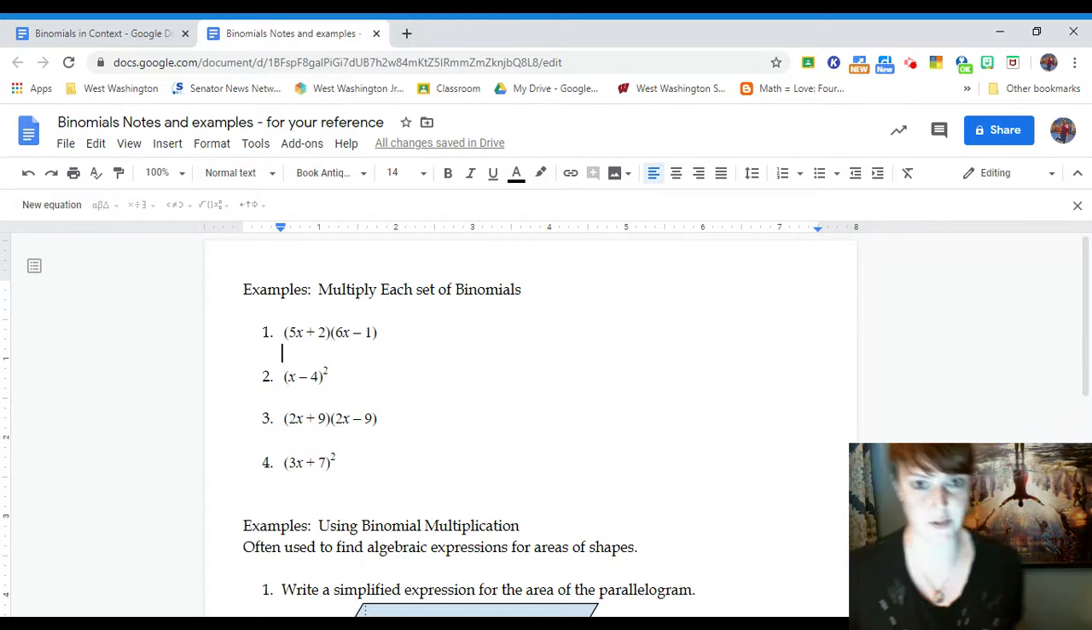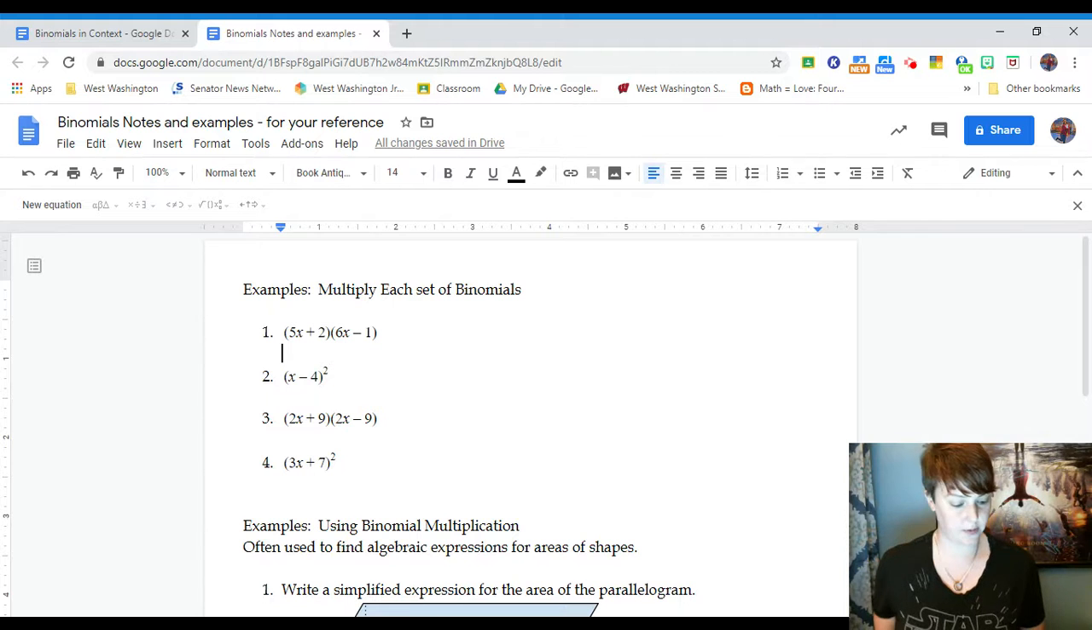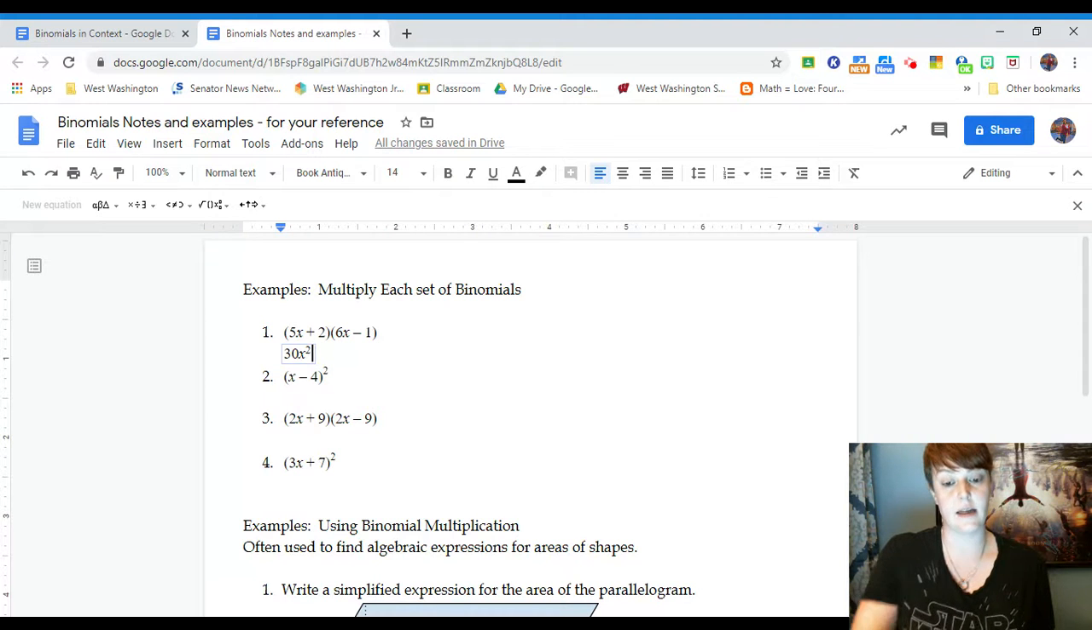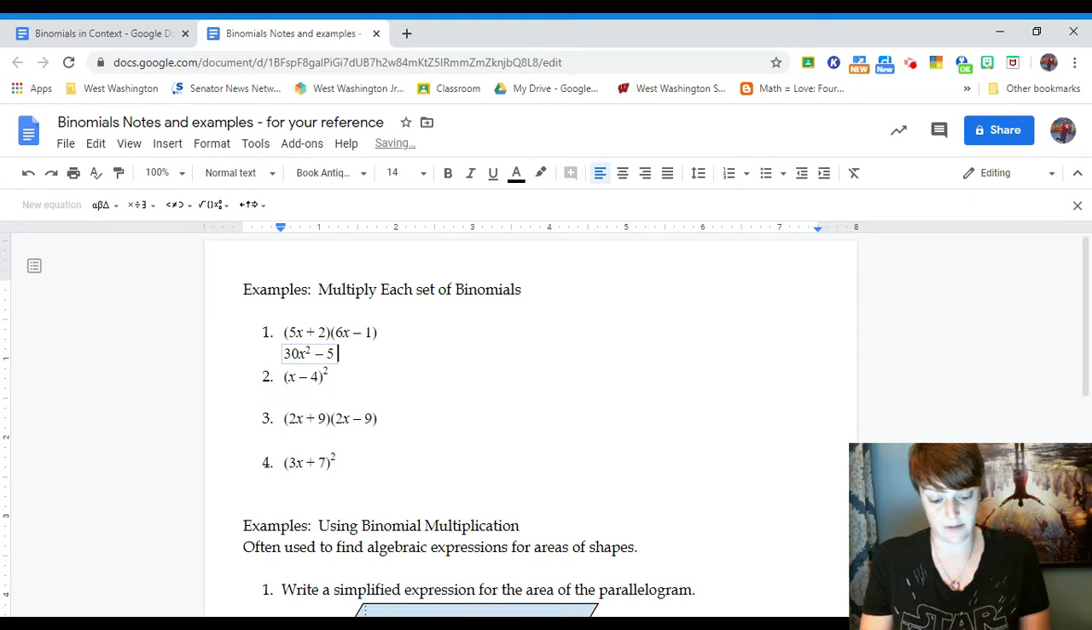So looking at this first one, we are going to multiply. Some of you like the box method and some of you like the double distribute method. Either way, we're going to end up multiplying 5x by 6x. And so that's going to give us 30x squared. And then, sorry, that should not be a plus. So then the 5x times the negative 1, we are multiplying the outer terms here. So that would be minus 5x because 5 times negative 1 is negative 5, and then check on the x.